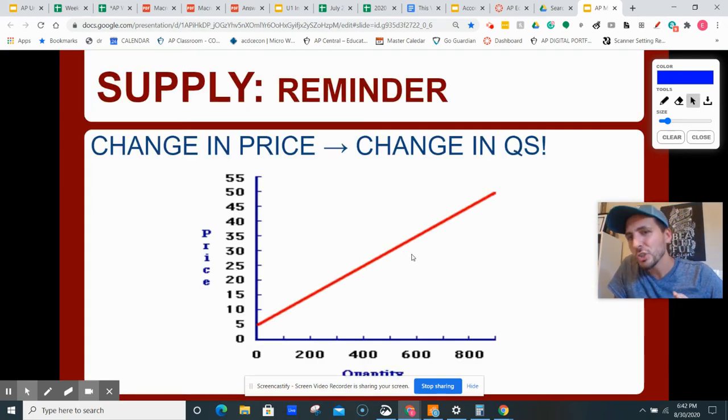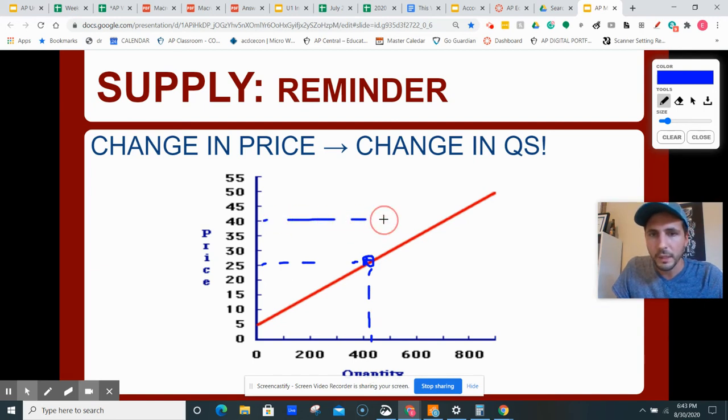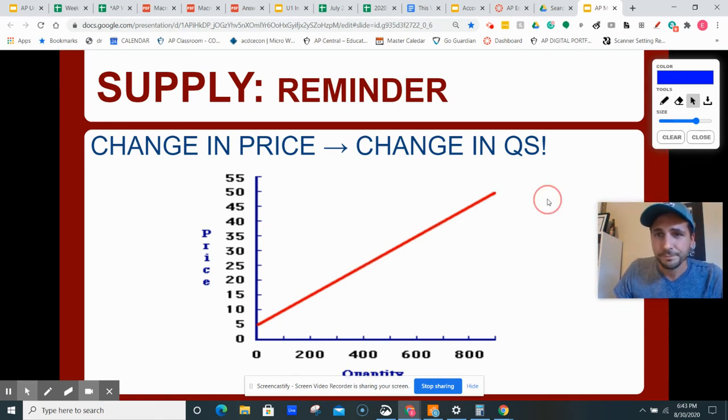Remember, whenever we have a change in price, it is not going to shift the curve. It's simply movement along the curve. So for example, if we went from $25 where we were producing 400 to $40, we're producing like 700. That is a change in price. It's just movement along the curve. It does not shift the curve. It has to be an outside factor that shifts a curve, like the number of sellers or the price of a resource. Okay? Again, remember for supply, just think, how's this impacting the cost of production? All right, let's keep going.